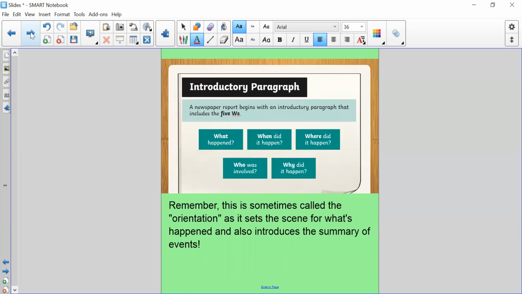So your introductory paragraph includes the 5 W's: what, when, where, who, and why. This is sometimes called the orientation. And as I've said before, why is only touched upon here, and then it is reintroduced in the main body along with how, if that is necessary. It sets the scene for what's happened and also introduces a short summary of events.